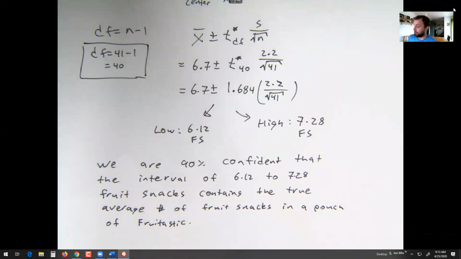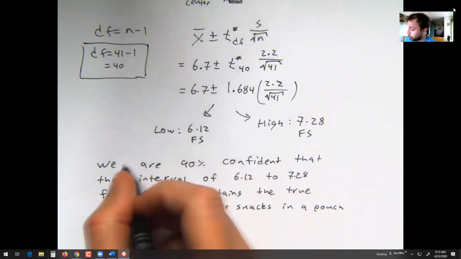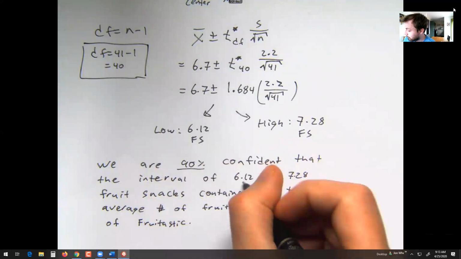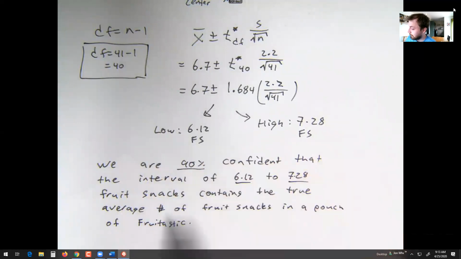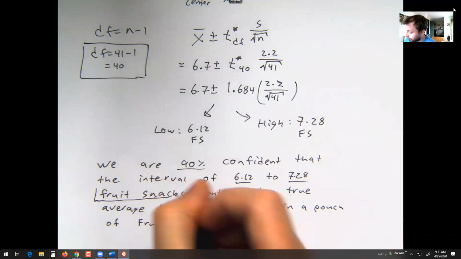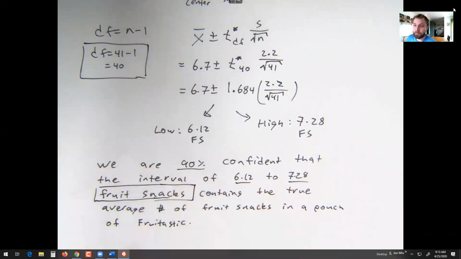I'm even using the same sentence frame where I have I am or we are blank percent confident that the interval of blank to blank contains the true. The only difference here is we're looking at averages instead of proportions. So this means that I'm allowed to do problems with units. For example, the units here are fruit snacks, but the units could be stuff like inches or pounds or centimeters or whatever the problem happens to be about. This opens up our toolbox considerably when it comes to statistical analysis.